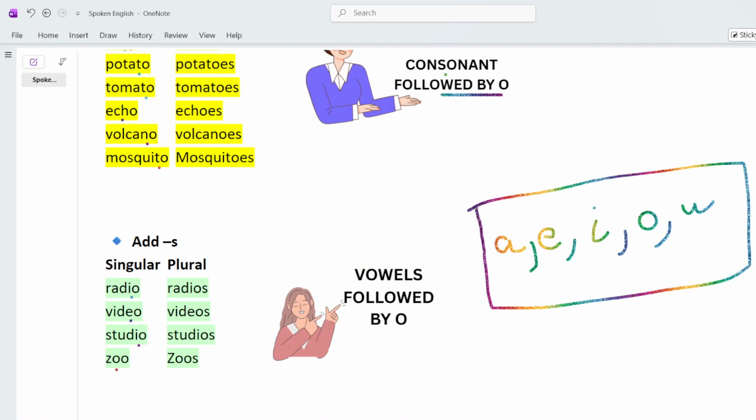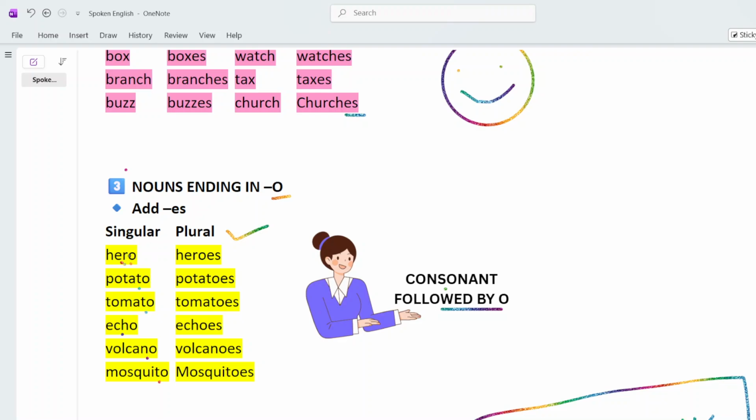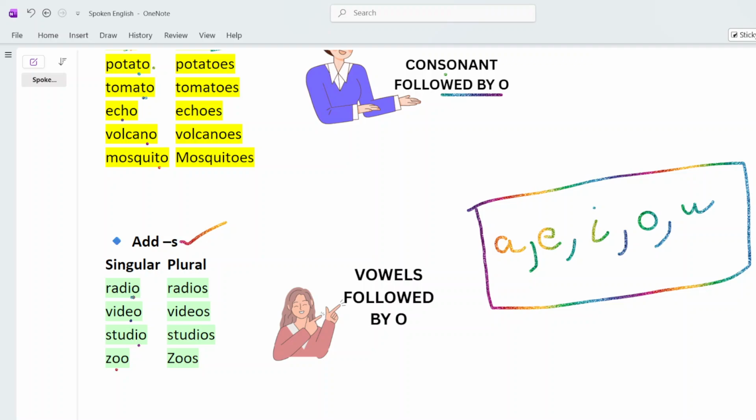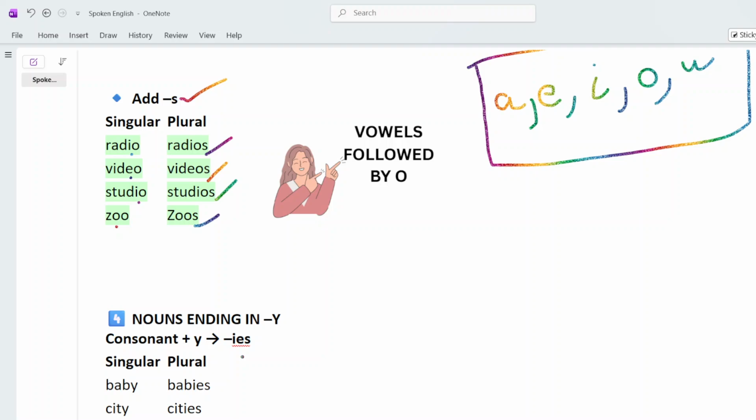Now, what am I saying? Whenever there is a vowel followed by an O, then you just add S. You do not add ES. When is ES added? When you have a consonant. Keep that in mind. When you have a consonant followed by the O, then you add ES. But when you have a vowel followed by an O, then you add only S. Okay, got it? Great.